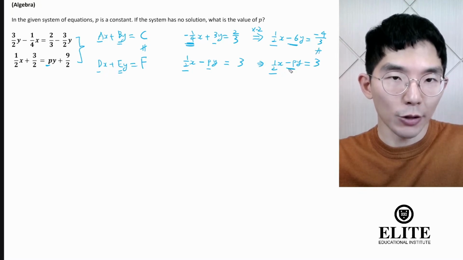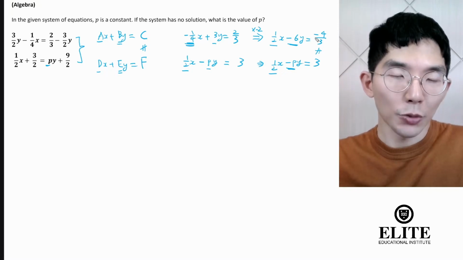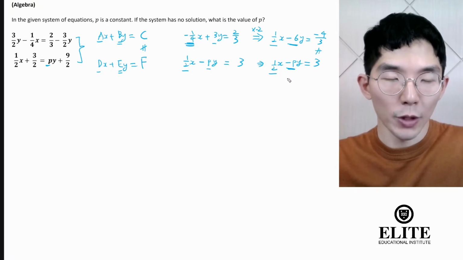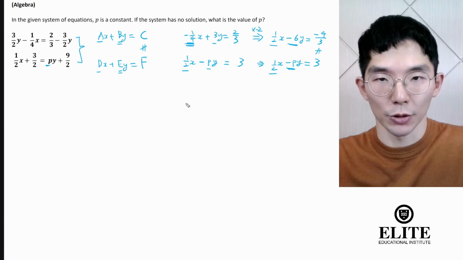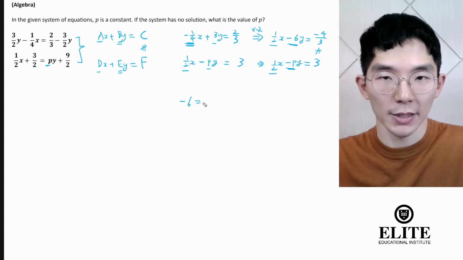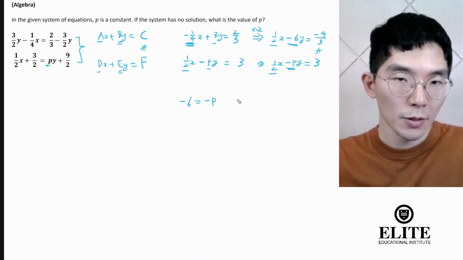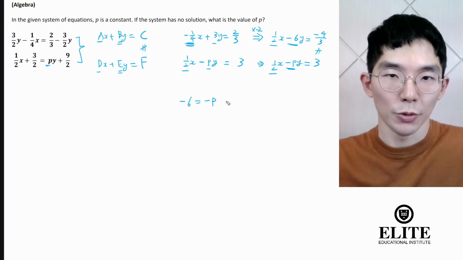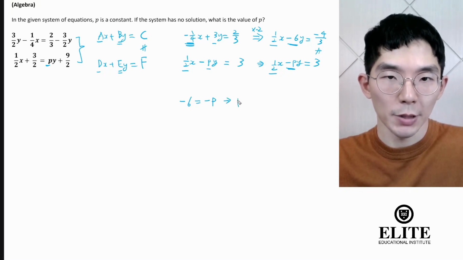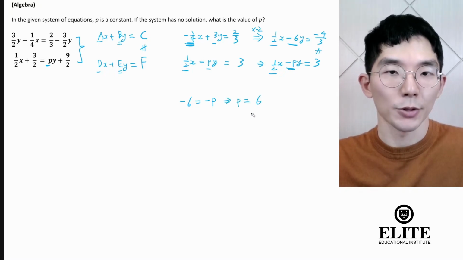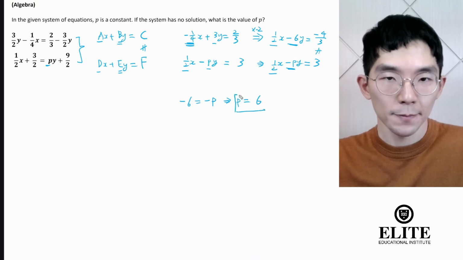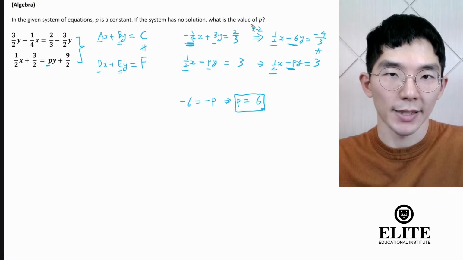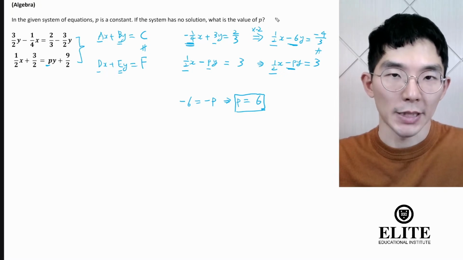As long as these two match, we're going to have two distinct parallel lines with no intersection, which means no solution. So as long as negative 6 is equal to negative p, there's going to be no solution to the system, which means my p has to be equal to 6. Therefore, the answer is 6 because they asked for what is the value of p.